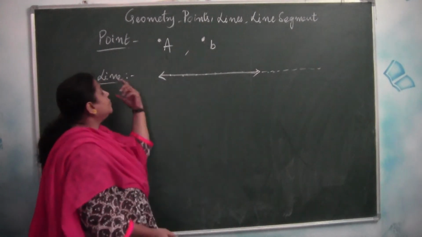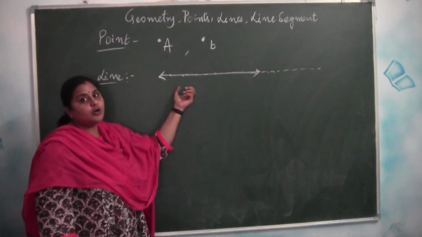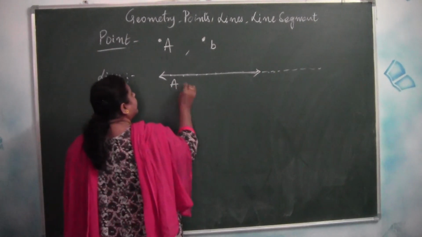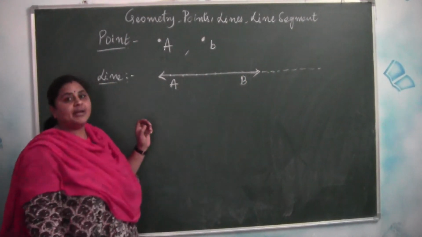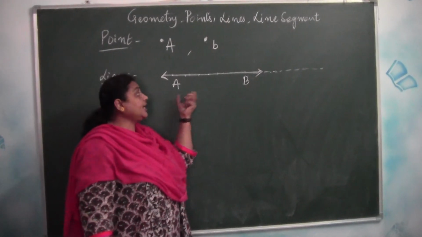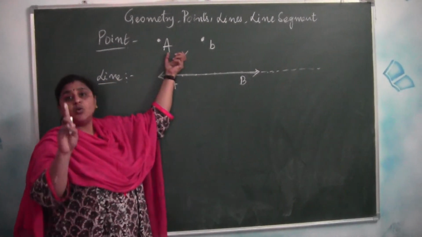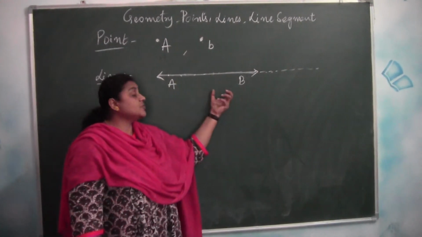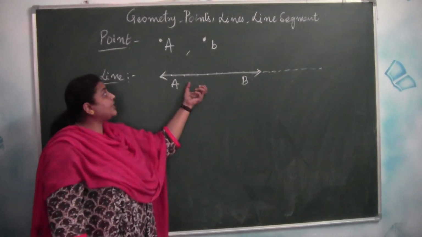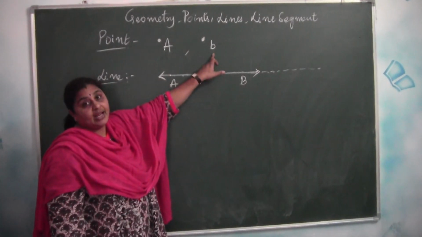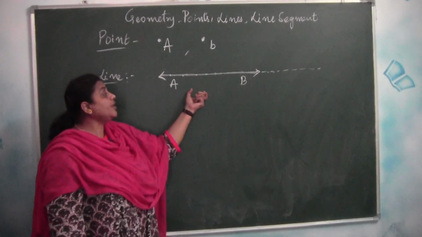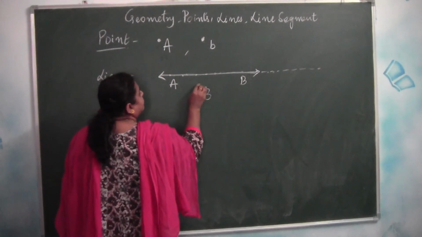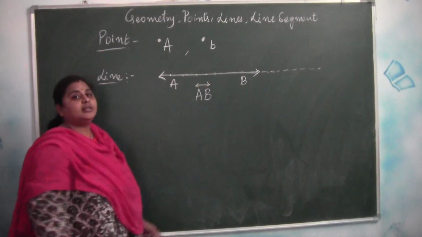Okay, and to name this line also we will be using alphabets. Say A, B. So we are naming a line by using two alphabets. For a point, one alphabet is sufficient, but to name a line, we are using two alphabets. Then how do we represent it? How did I say point A or point B? Then how do I represent a line? Listen carefully, children. A, B, and in this way we will mark.